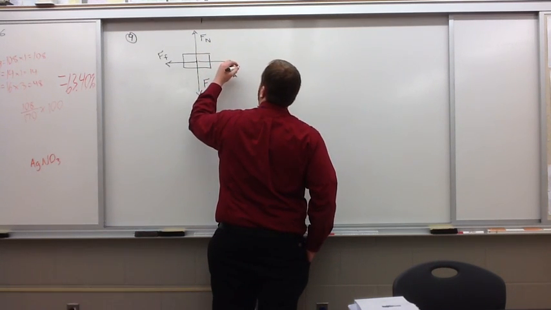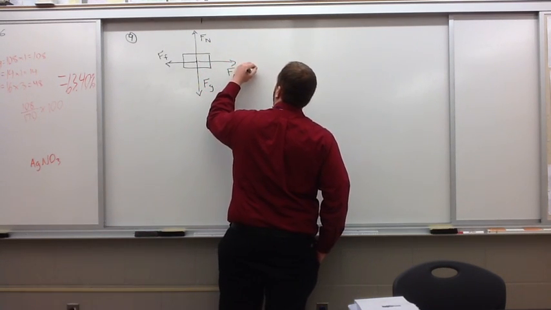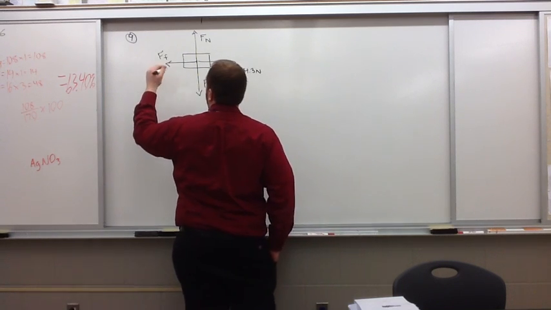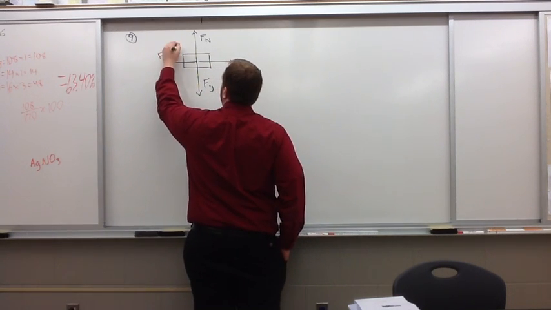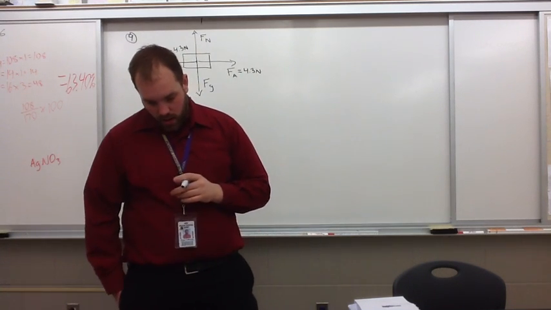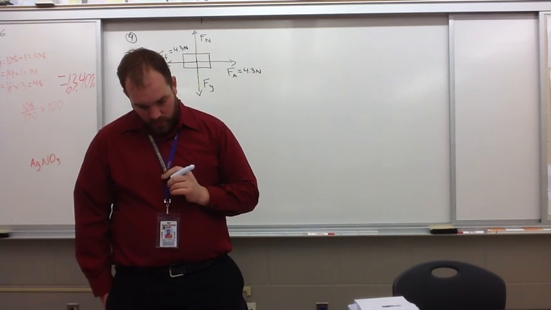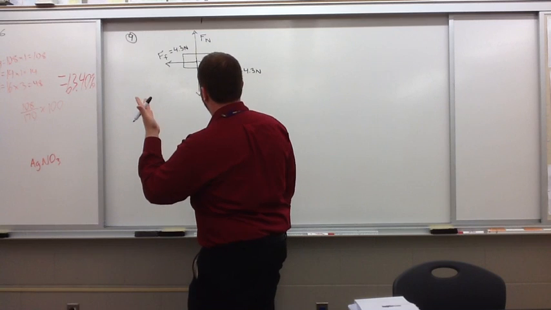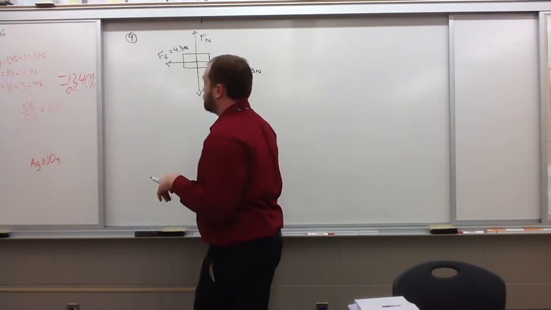Okay, calculate the force of friction. Well, you know the applied force is 4.3 newtons. You know the net force has to be 0. So the force of friction has to be 4.3 newtons. That's easy. And 4.3 newtons backwards to the left.